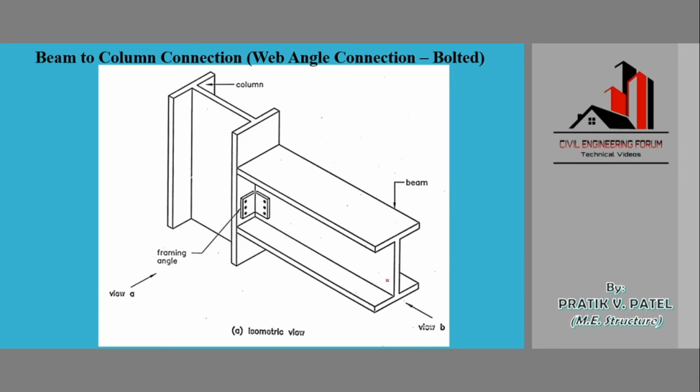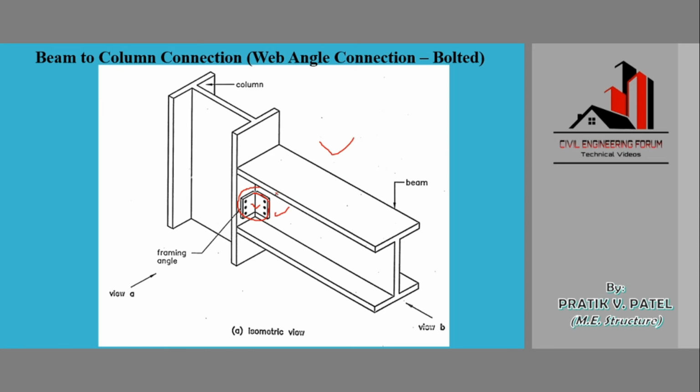Here we can see that a beam and a column are connected by using this framing angle. We have joined this web with this angle. This is very similar to the beam to beam connection. The mechanism is similar, but the alignment is different. This type of connection is also known as web cleat connection. It is used to transfer the beam reaction through web angles either to the flange or web of the column.